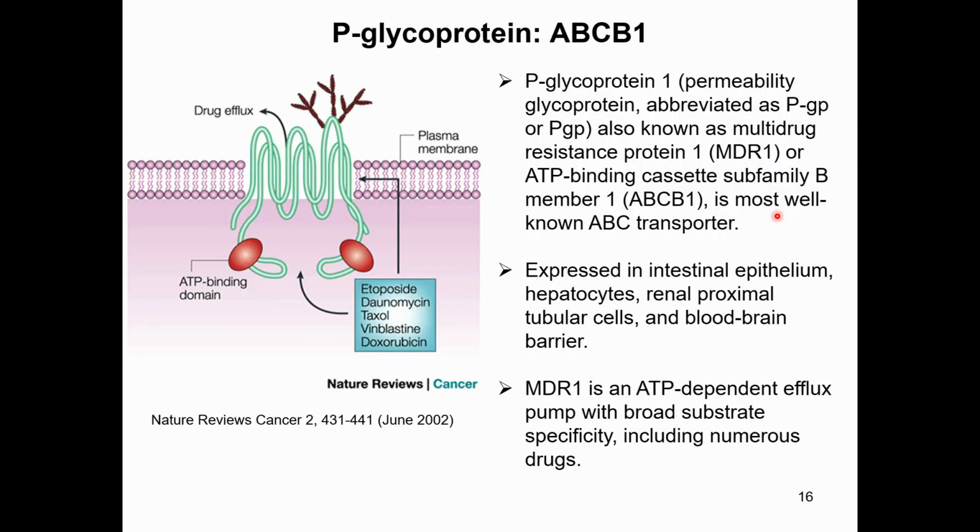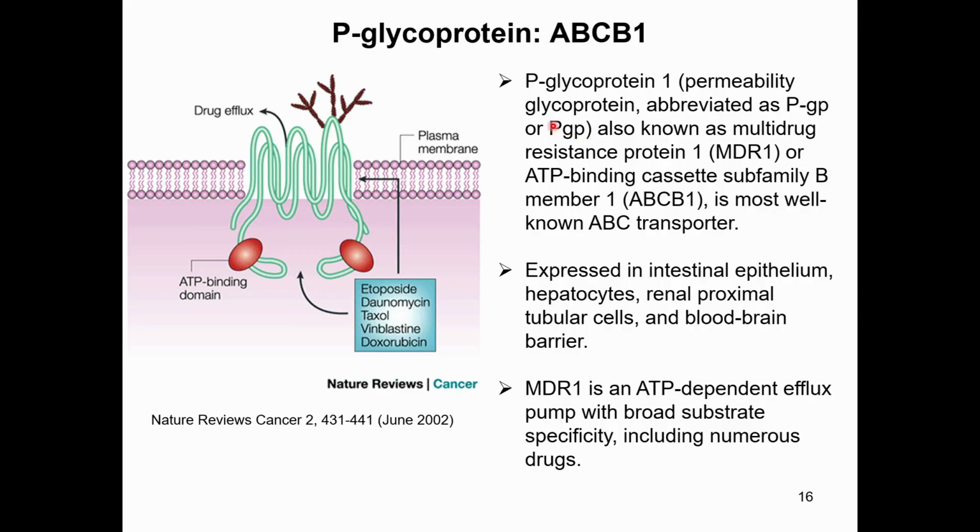There's a very famous one, which is called ABCB1. That's the name of the gene, but the protein itself has been called P-glycoprotein for a long time. So ABCB1 and P-glycoprotein are the same thing.